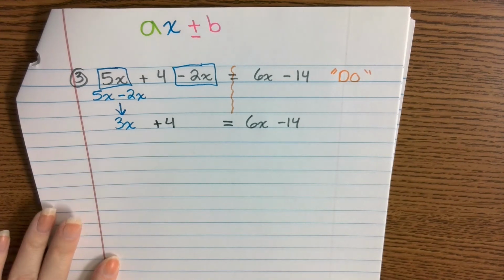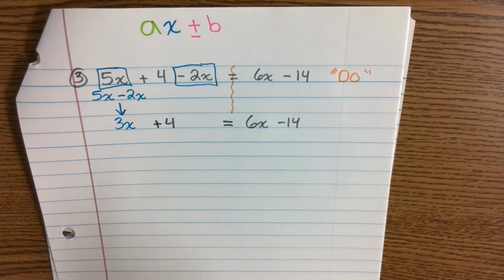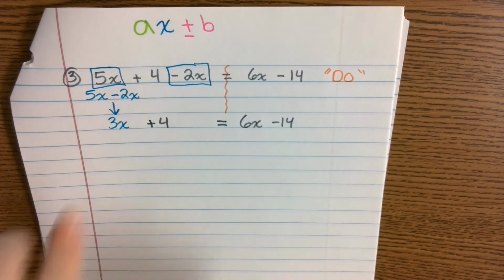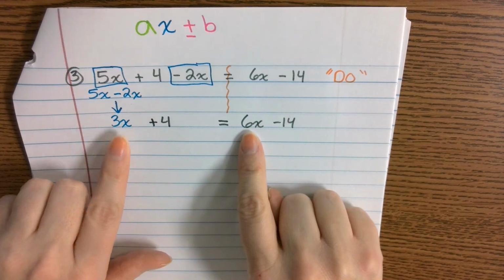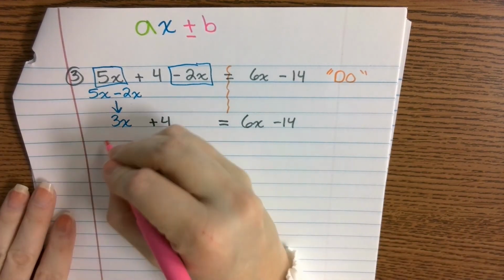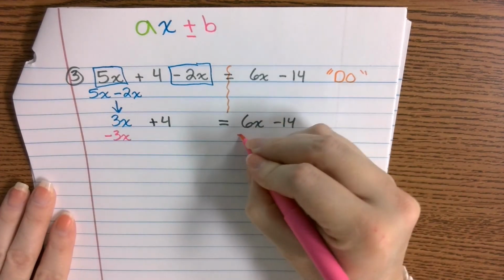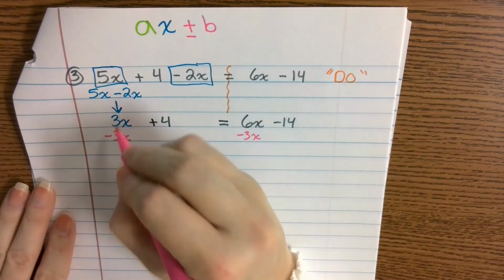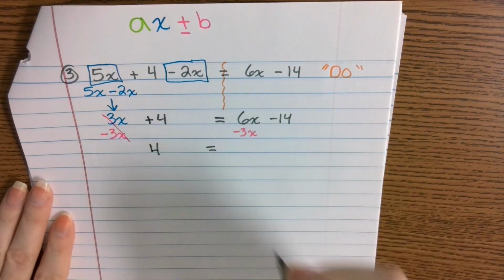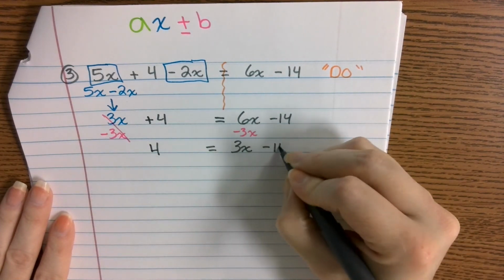Okay, so I simplified, combined like terms, did the "do" portion of my solving before I go into the inverse operations, undoing things. Okay, so variable on both sides, which one's the smaller? 3x. 3x is smaller, so I'm going to go ahead and subtract 3x from both sides. That's going to leave me with a positive 4 is now equal to 3x minus 14.